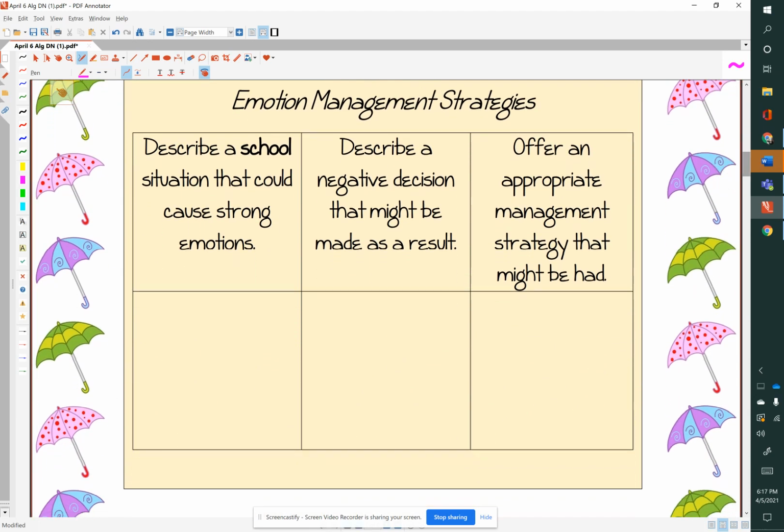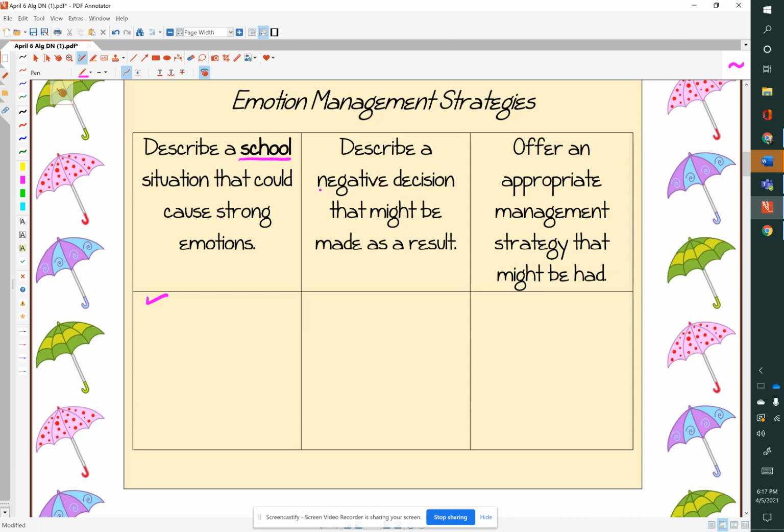Now, here's our do now. It's about emotion management strategies, and we want you to think about a school situation that could cause strong emotions. It could be you ran into someone and had a misunderstanding. Could be you got a test back that you didn't like, the grade, but let's write that right there. Just a sentence or 2.